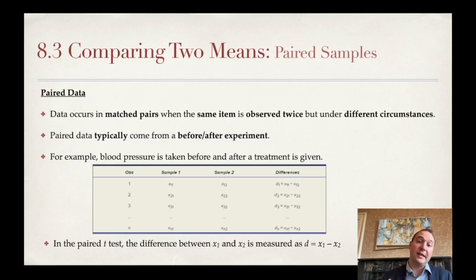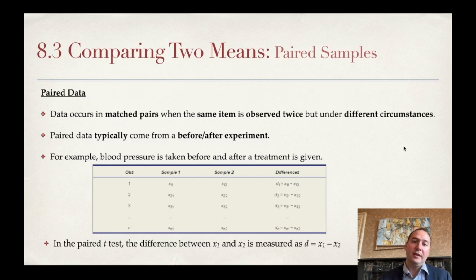This happens when the same item is observed twice, but under two different circumstances. Paired data can usually come from a before and after experiment. For example, blood pressure is taken before taking a treatment and after taking a treatment. In that case, we have paired samples.